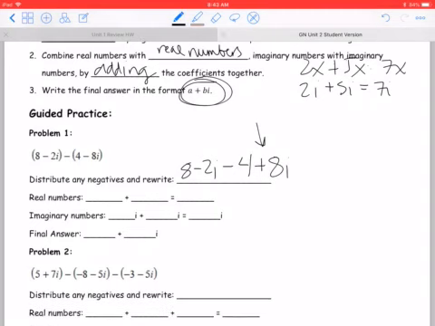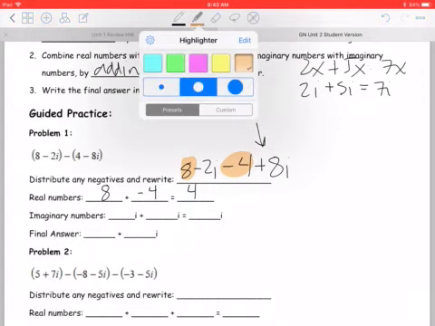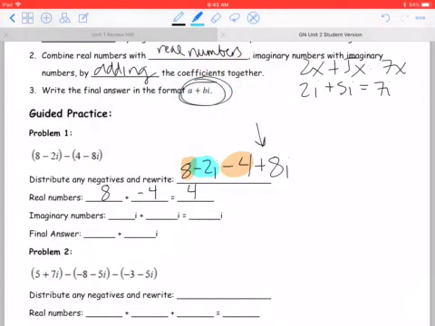Okay, real numbers. We've got a real number here and here. So these are the ones that don't have i on them. So we have 8 and -4, and that gets us 4. Imaginary numbers, those are the ones that have an i. So we've got -2i and plus 8i. And you have to keep the signs here. So -2i plus 8i. Add those together, we get 6, and the i is still there. So our final answer, we have the 4 plus 6i.